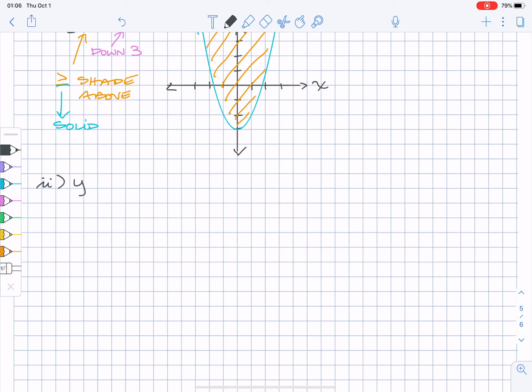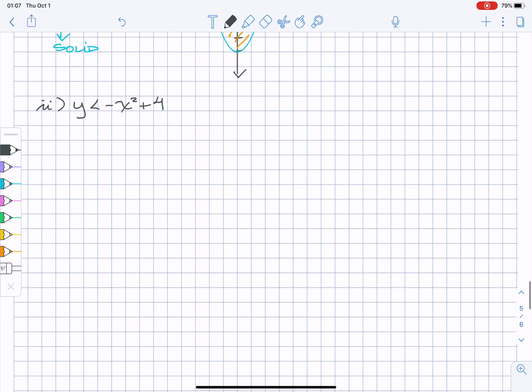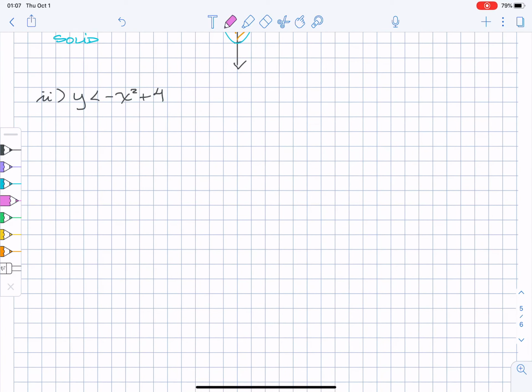Okay, so number 2. Let's say we have y is strictly less than negative x squared plus 4. So we know that this is up 4, and this is an x-axis reflection. But this guy is beneath because it's less than, and there's no equal, so it's also dashed.